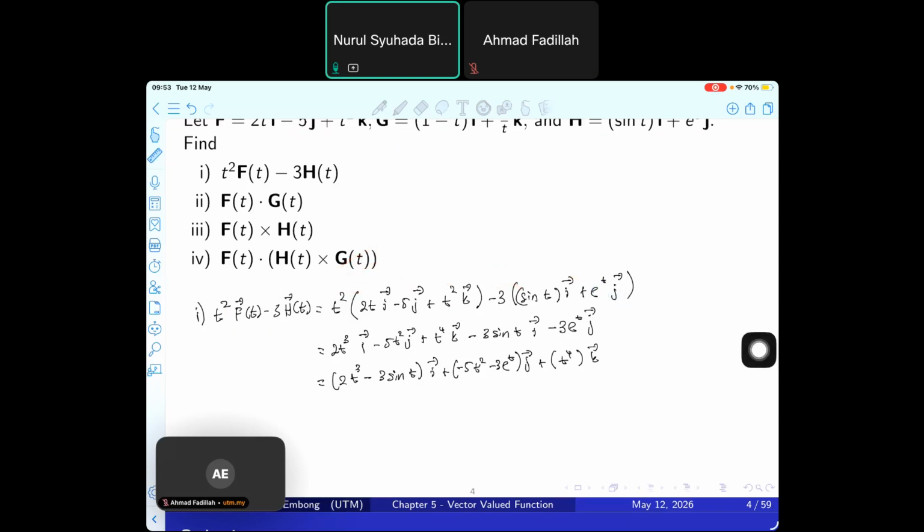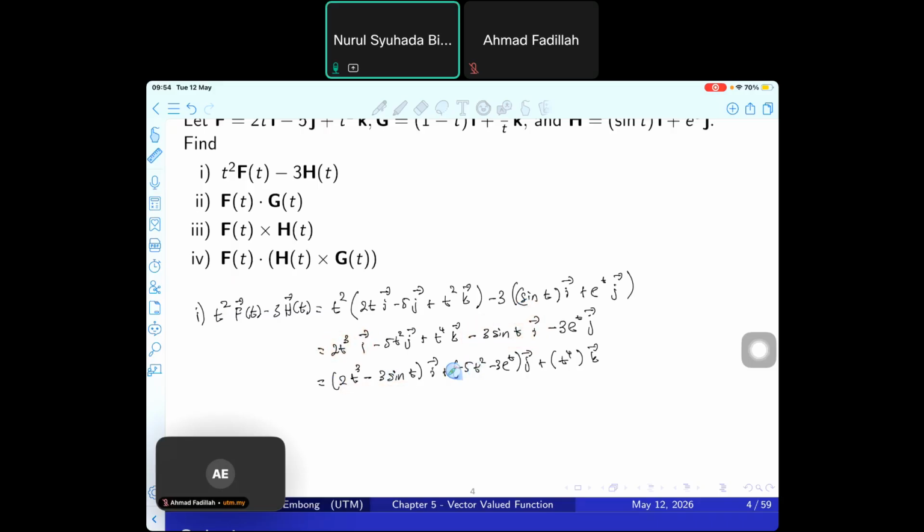So here we have only two vectors, and here is the product of the first expansion, and this is the product of the second expansion. Now what I'm going to do is collect the same component. So I collect the ith component with the ith component. What do I get? 2t cubed minus 3 sine t. So that's why I have this.